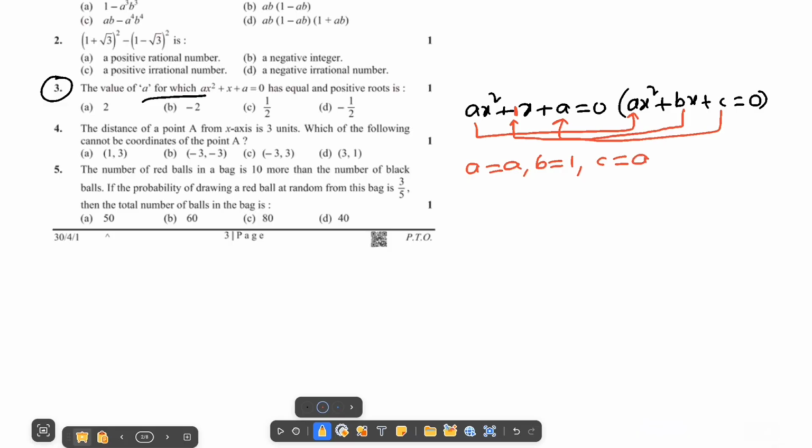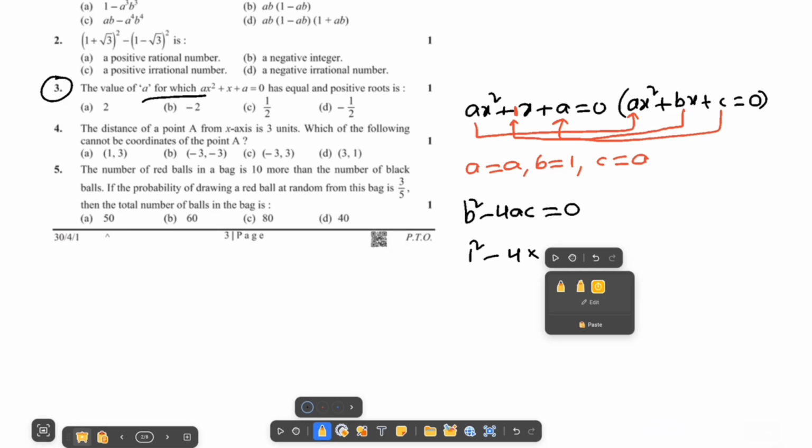Now when it has two equal real roots, the discriminant will be equal to 0. So here b square minus 4ac is equal to 0 for having equal and real roots. Now let's substitute. Here b value is 1, 1 square minus 4 into a value is a only. Sorry, c value is also a, is equal to 0.